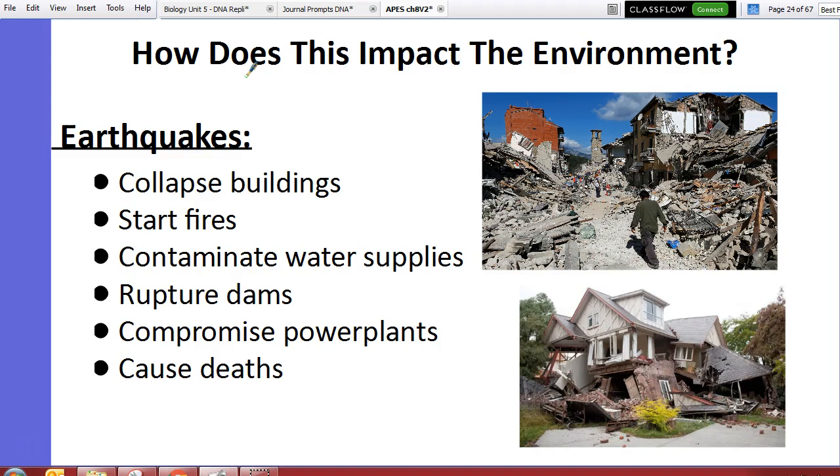So it can contaminate water supplies and cause dams to rupture. Imagine if you had a big dam and it ruptured, that would probably not be a good thing. It can be harmful because it can compromise power plants, right? So if we can't generate power, that could be detrimental to humans. Obviously, it can cause deaths from collapsing buildings, buildings falling on people, or just landslides.